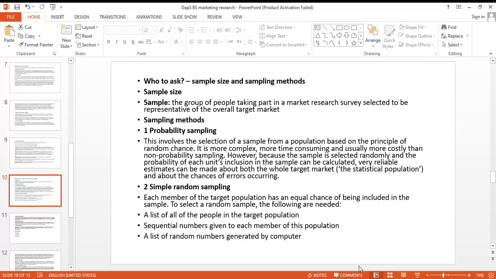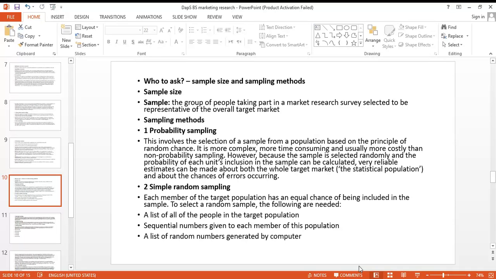From the people who are being questioned, every person will not have the equal chance of being questioned. Okay, the whole target market cannot be questioned. There will be a certain chance that a certain person will be questioned. Then within probability sampling, there is simple random sampling. What is random sampling? Every person in the target population has an equal chance of being questioned, of being sampled, of being researched on.